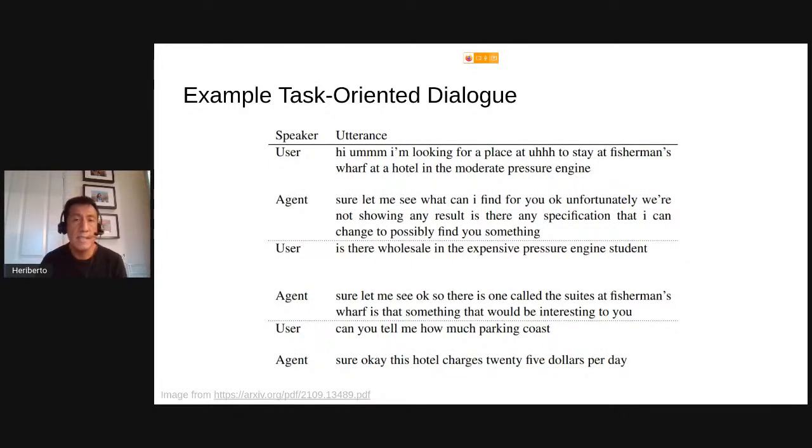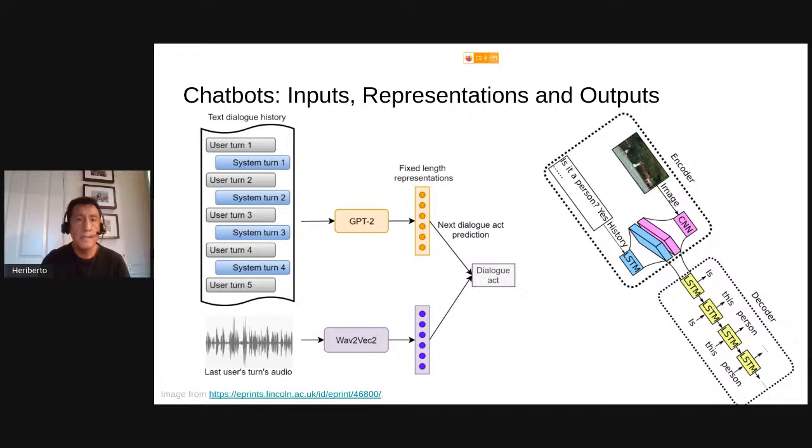So here's an example of a task-oriented dialogue, where the idea is to look for accommodation. And I'm not going to read through this dialogue. I just want to show you what a task-oriented dialogue looks like. These dialogues again can be text-based or speech-based. Now let's start to talk about how chatbots work. How can we actually build them? Okay, so here are two architectures. One of them is from one of my recent papers, and here's another one that will come in a moment.